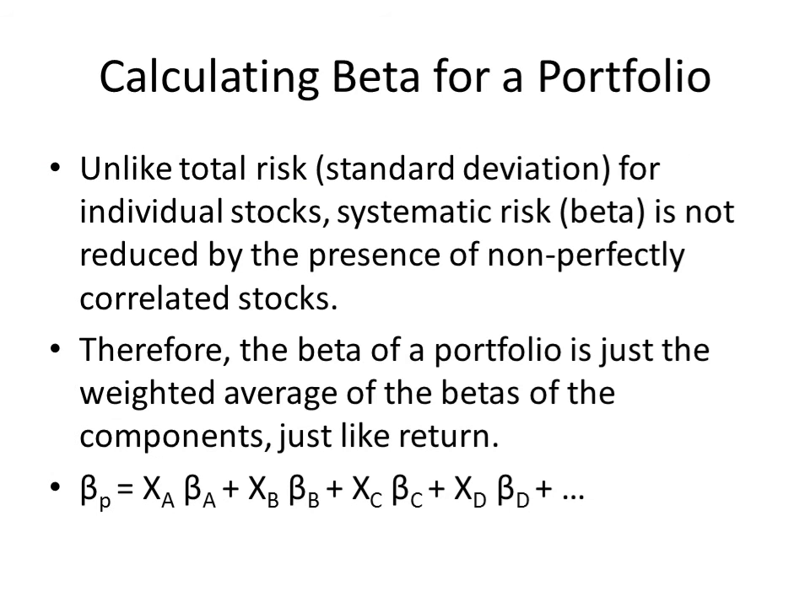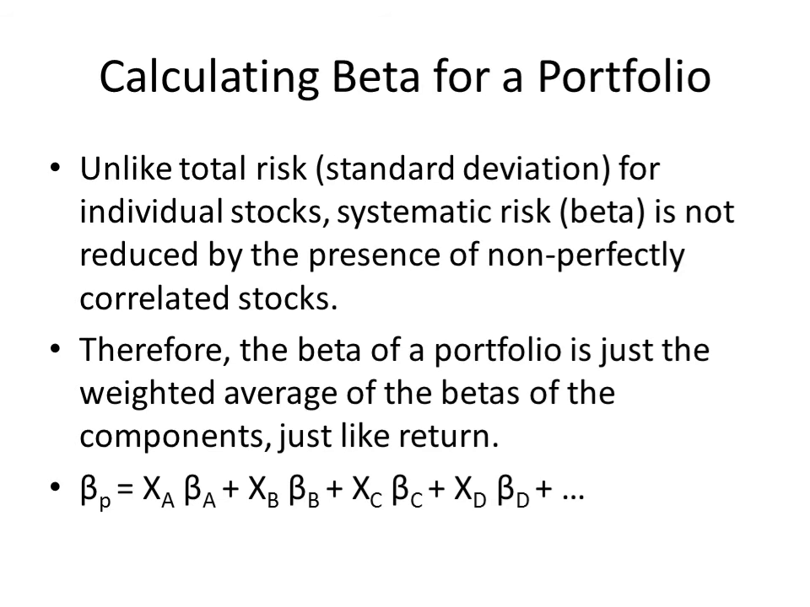You're probably wondering how to calculate beta for a portfolio. Well, unlike total risk, which is standard deviation for individual stocks, the systematic risk, or beta, is not reduced by the presence of non-perfectly correlated stocks. Remember, beta represents systematic risk, which is not diversifiable.